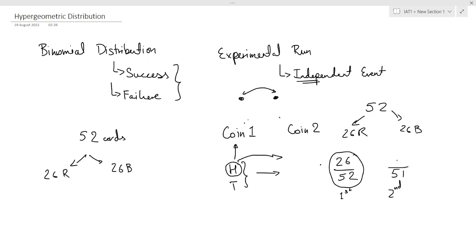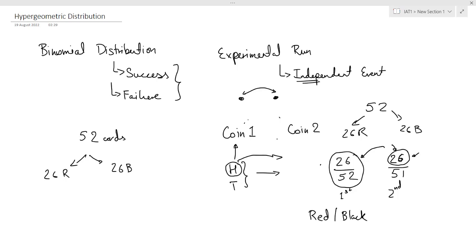But what should be the numerator? Should it be 25 or 26? It depends on what the first card was. If the first card was red, now there are only 25 red cards left. So here it will be 25. But if the first card was black, there are still 26 red cards inside. So then it will be 26. Thus, this number is not known to us. We cannot write this number because the outcome of the second experimental run is dependent on the first experimental run. Right? What card I got the first time will affect the output of my second experimental run.